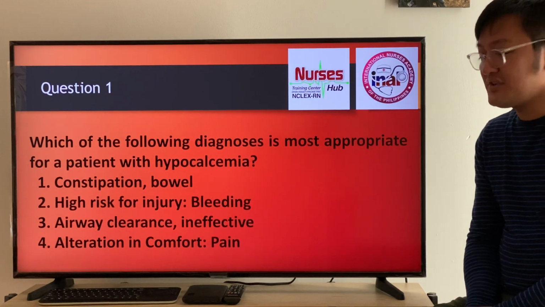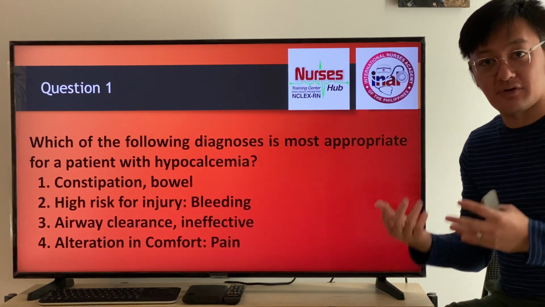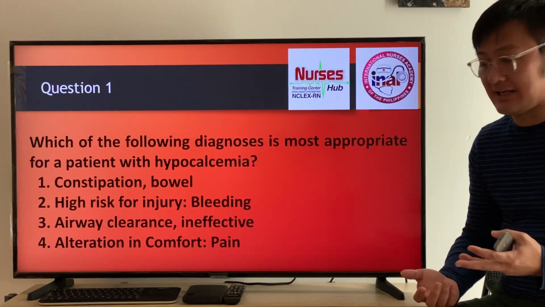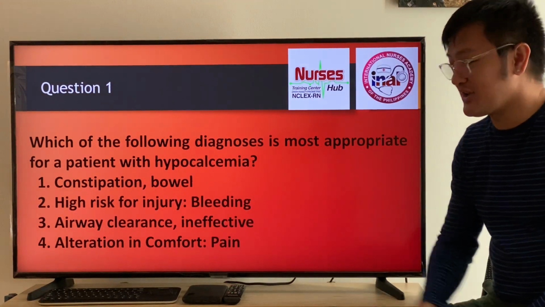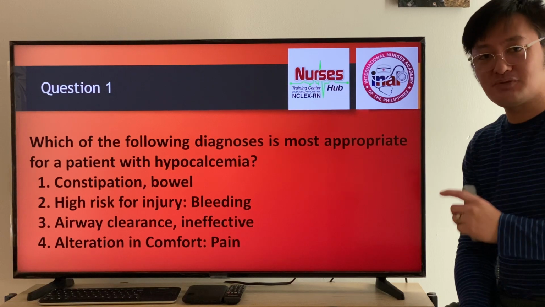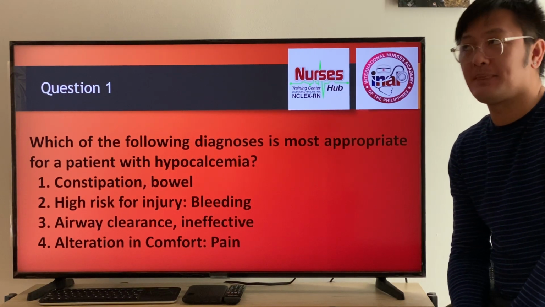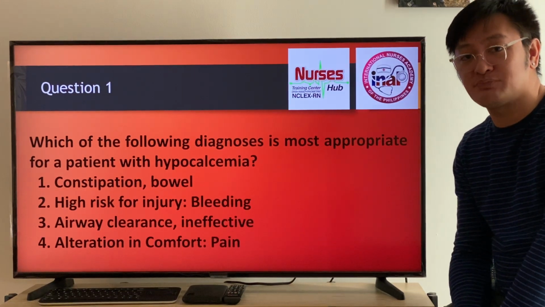Now, calcium is an electrolyte that has something to do with blood clot formation, okay? Therefore, a decrease in calcium may cause bleeding. So number 2 is a possible answer. Calcium is also important for bone formation, bone growth, bone healing as well. Calcium is also important for muscle contraction and impulse transmission.